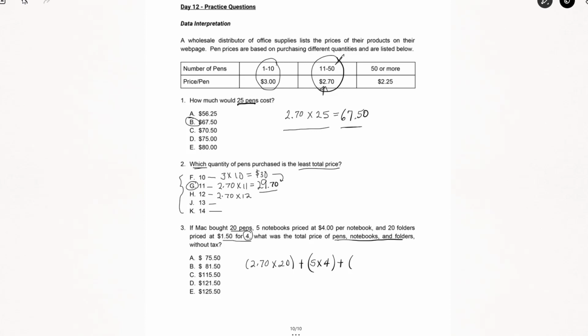So for every 4, you're going to pay $1.50. We're getting 20 total, but for every 4, you're going to pay $1.50. Now we can put this in our calculator and simplify everything. 54 plus 20, plus that turns out to be 5 times $1.50, which is $7.50. We'll add these 3 numbers up, and we get $81.50, which is answer choice B.